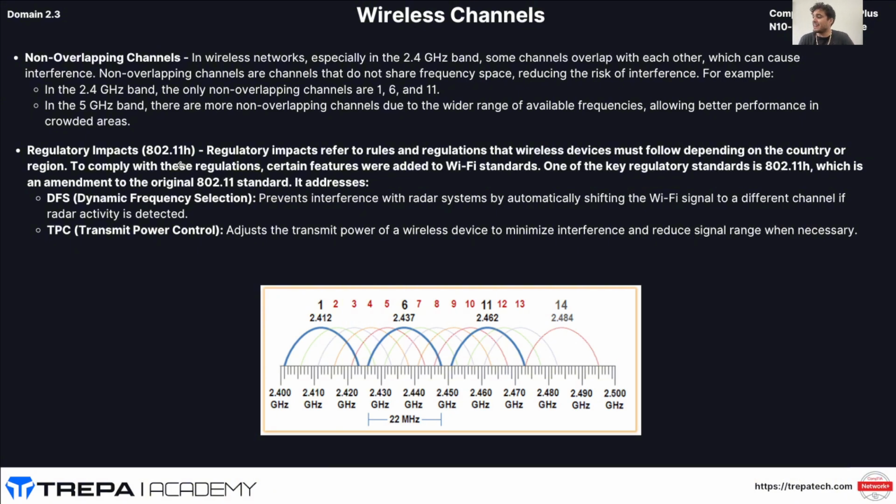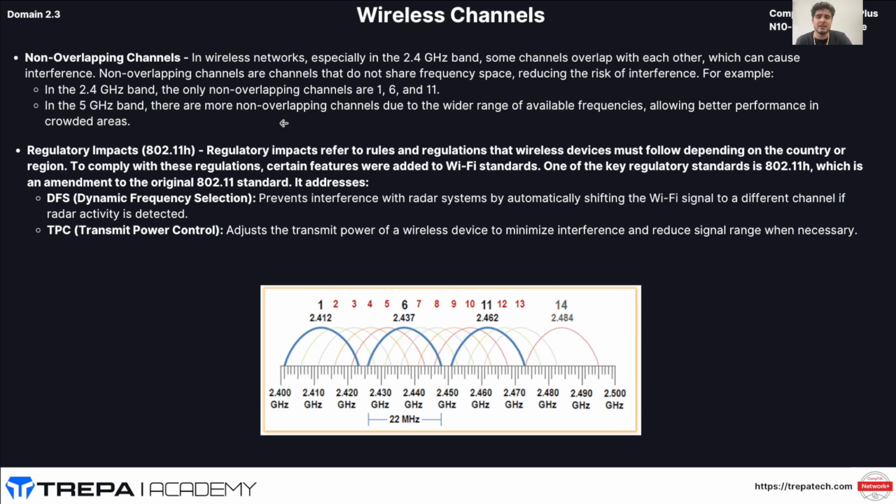So 802.11h. Regulatory impacts refer to rules and regulations that wireless devices must follow depending on the country or region. To comply with these regulations, certain features were added to the Wi-Fi standards. One of the key regulatory standards is the 802.11h standard, which is an amendment to the original 802.11 standard. That's the IEEE 802.11 standard that defines Wi-Fi, or really wireless signals, okay?